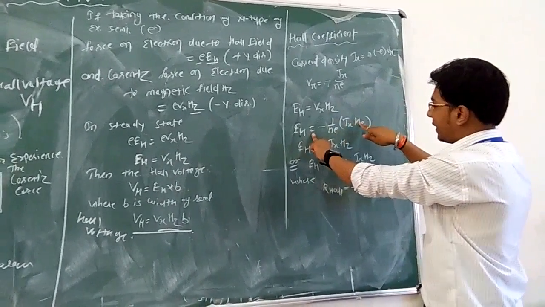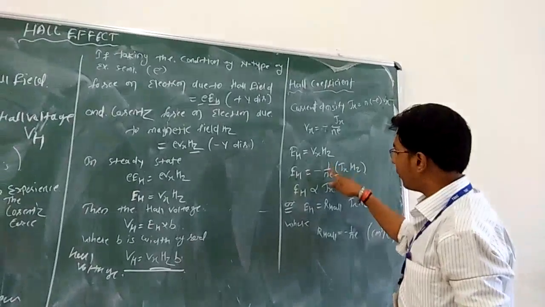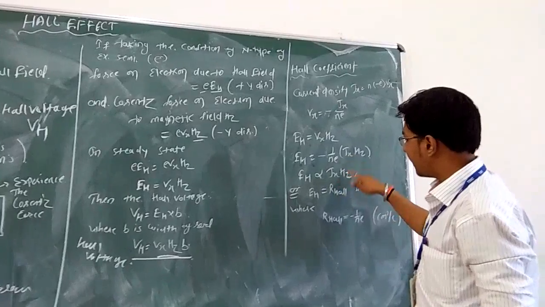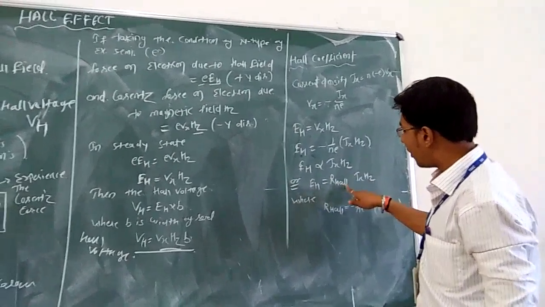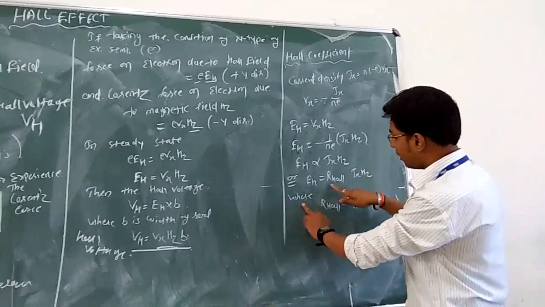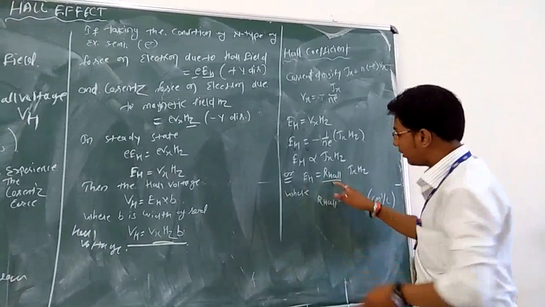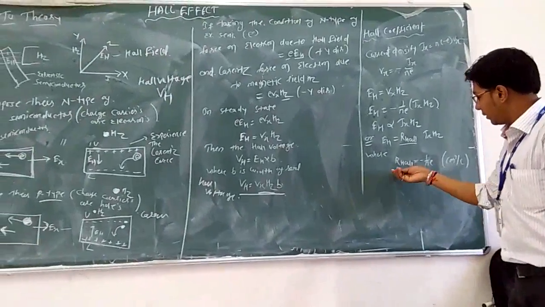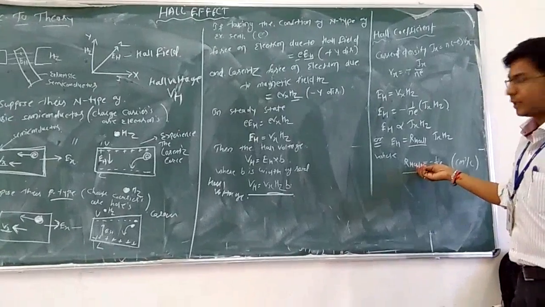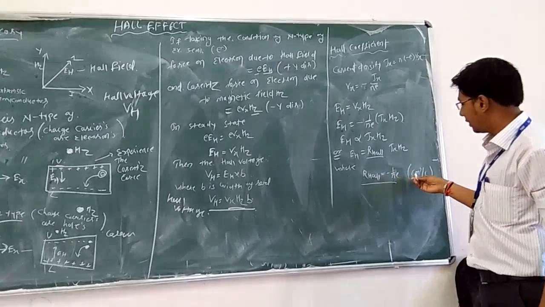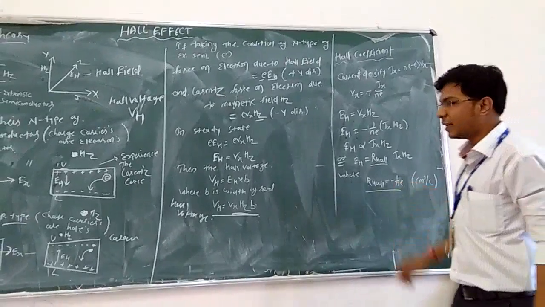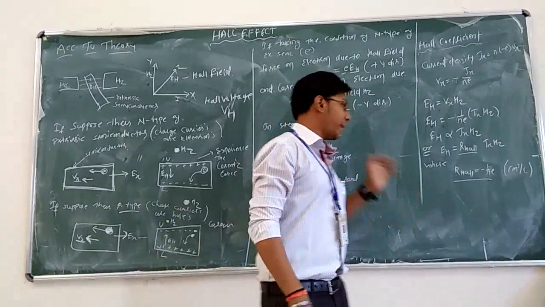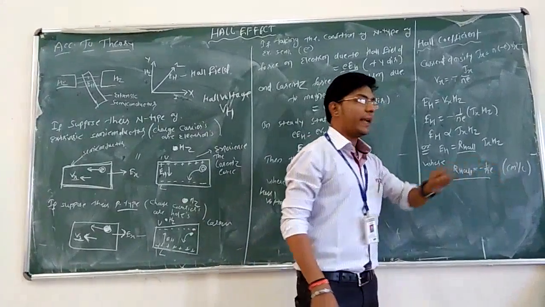EH is equal to minus 1 upon n e, Jx as Z, where minus 1 upon n e is the proportionality constant. So EH is directly proportional to Jx as Z, or EH is equal to R Hall Jx as Z, where R Hall is equal to minus 1 upon n e. Here R Hall is the Hall coefficient, the value of minus 1 upon n e, with the unit of centimeter cube per coulomb, where the negative sign shows that the charge carrier in the extrinsic semiconductor is electrons.